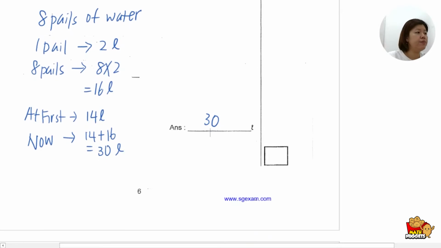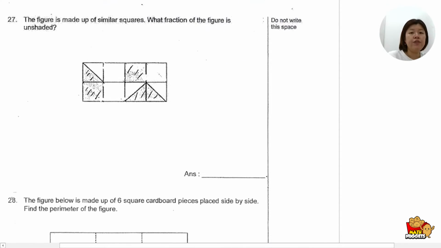Okay, let's move on. The figure here shows some squares. What fraction of the figure is unshaded? If you realize they have squares and triangles, so to make it easy for me, I will just cut everything to be the same. So total will be 1, 2, 3, 4, 5, 6, 7, 8. 8 times 2 equals 16. So unshaded will be 1, 2, 3, 4, 5, 6, 7, 8, 9. So it will be 9 over 16. It's already in simplest form.